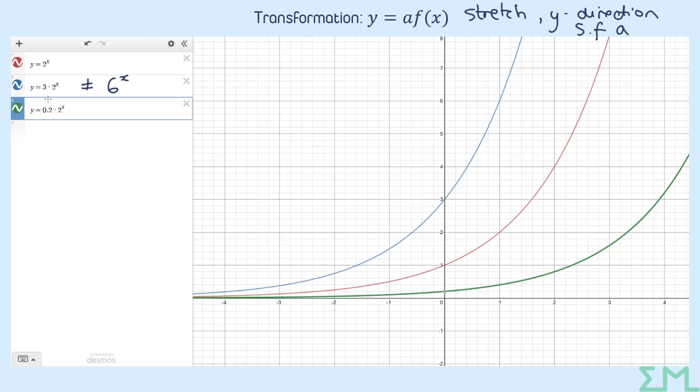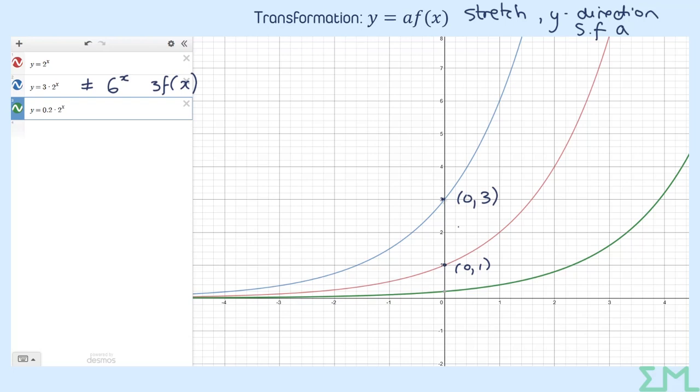So this is like having 3 times f of x, that transformation there. We can see that it has made the whole graph 3 times as far from the x-axis as the red graph. That's the whole idea of the stretch scale factor 3. Important things to notice: we are now going through 0, 3 rather than the 0, 1 that we would normally get. So as I said earlier, this point of intersection is always present on the exponential graphs, except when we have particular transformations that move it.